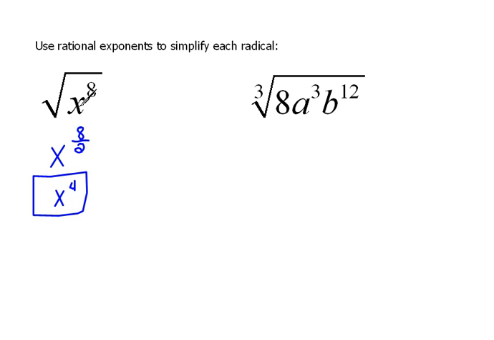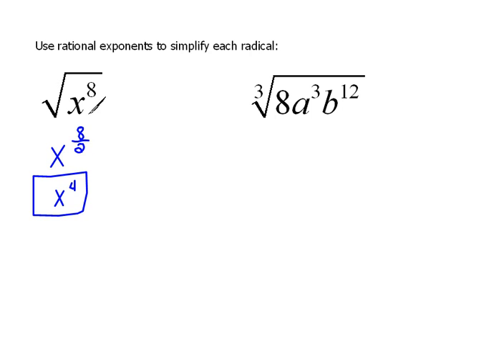Now, here's a shortcut way. What we did was rewrite this as a fractional exponent, but we could have done the same thing just by looking at the index here and saying, okay, how many times does 2 go into 8? Well, that would be 4 times, so our answer would be x to the 4th. That's a shortcut way of looking at it also, just doing the division.